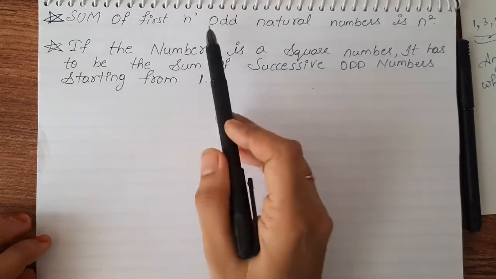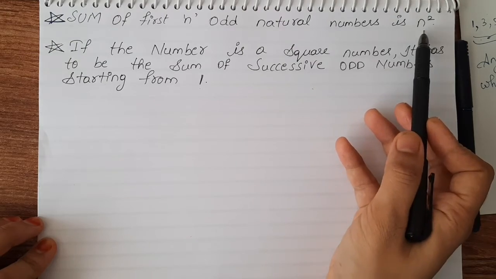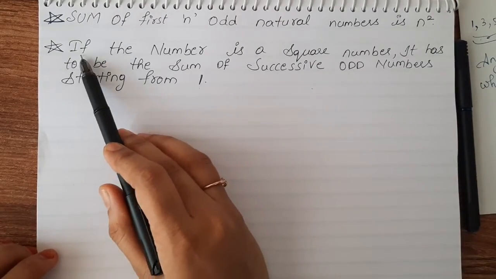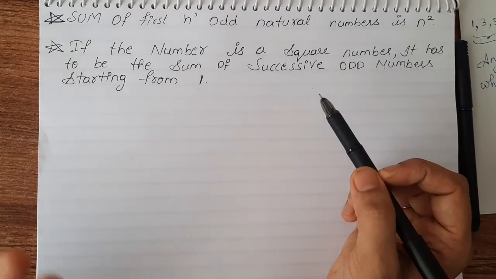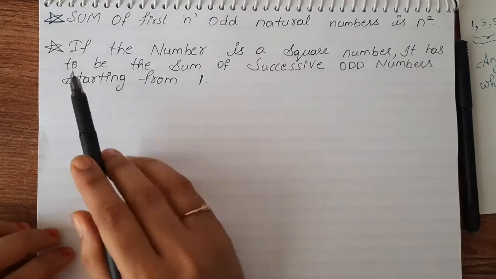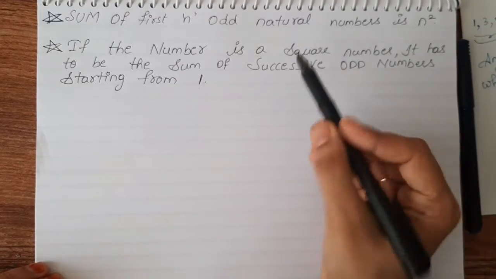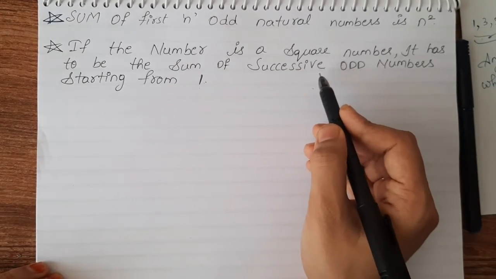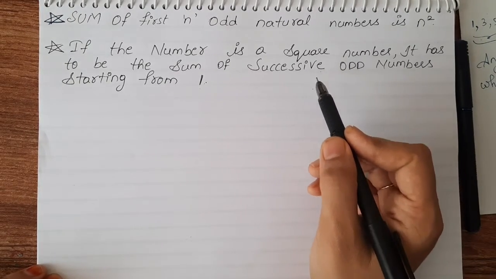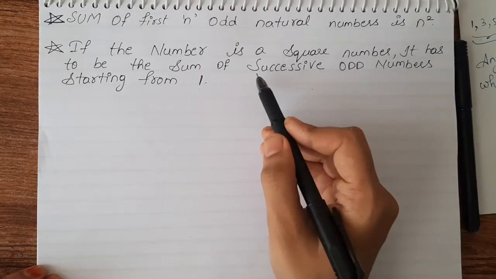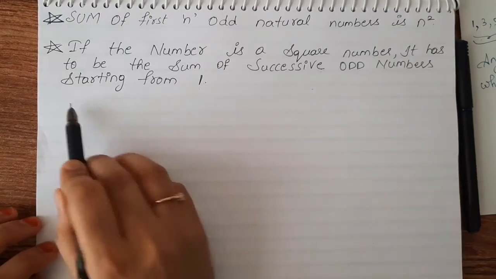We have seen that the sum of the first n odd natural numbers is n square. Can we say it in a different way, in a reverse way? If the number we take is already a square number, like 4, 9, 16, these are all square numbers, then that square number has to be the sum of successive odd numbers starting from 1. What is successive? Successive is nothing but consecutive. Consecutive and successive are terms used interchangeably, so don't get confused, because in your textbook it is given as successive. Successive means consecutive odd numbers starting from 1.